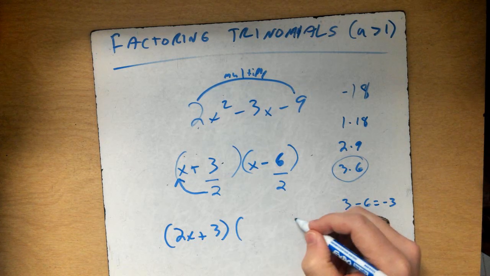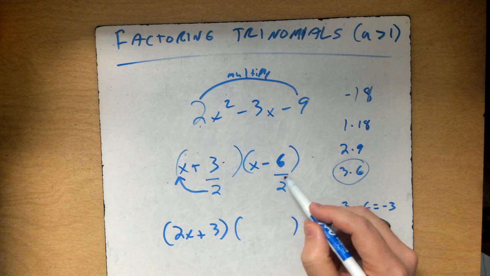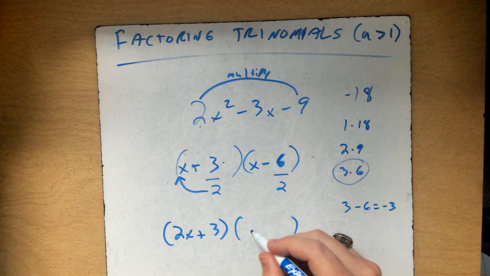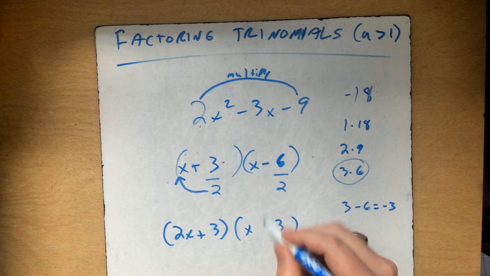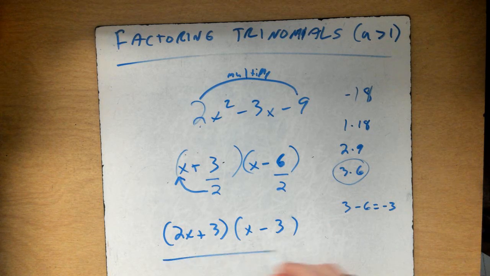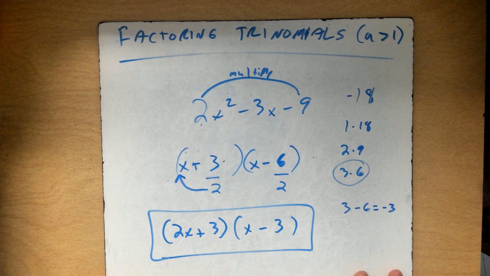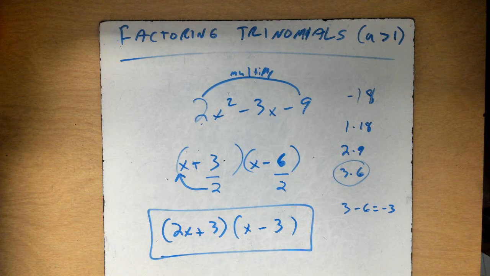Now my next one, 6 divided by 2, well, I know what 6 divided by 2 is. It's 3, right? So I bring down x, that's a minus there, minus 3, and that's my final answer, okay?